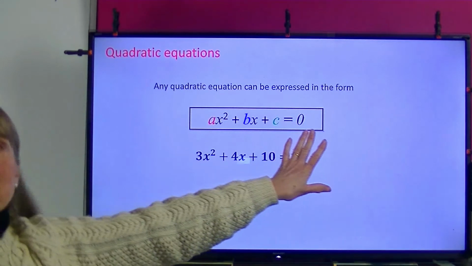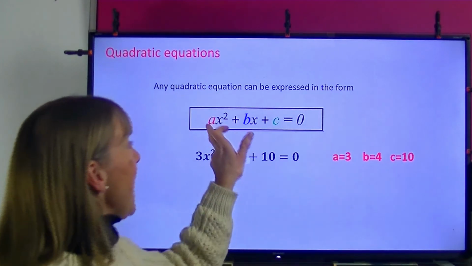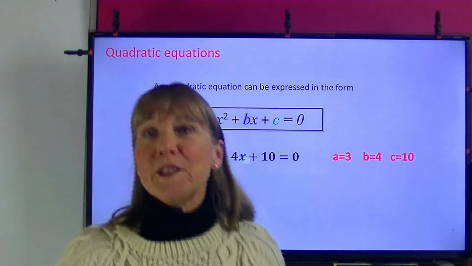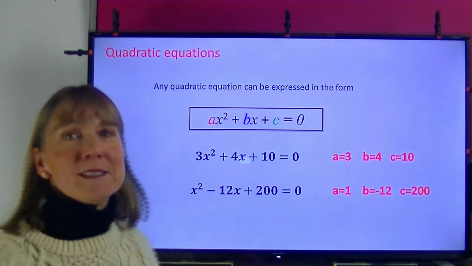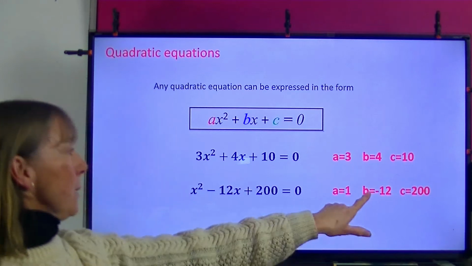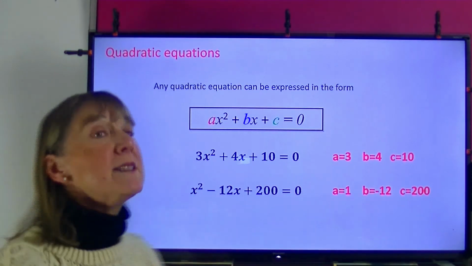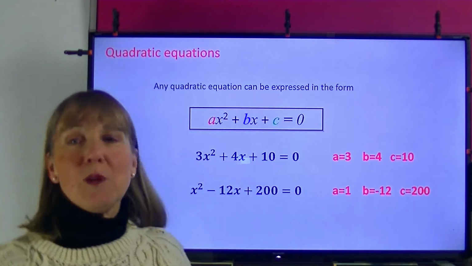So back to the general form of the quadratic equation. So here we see that a is 3, b is 4 and c is 10. You get the idea. What about this one? Well, here, quite a common sort of quadratic equation, a is 1, b is minus 12, the minus is really important, it has to go with the number, and c is 200.